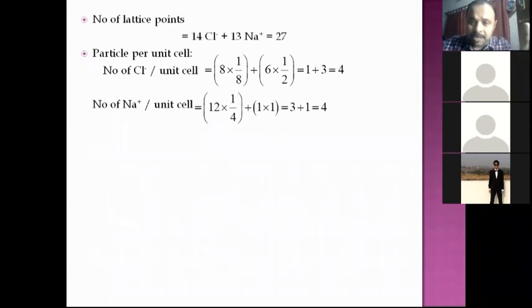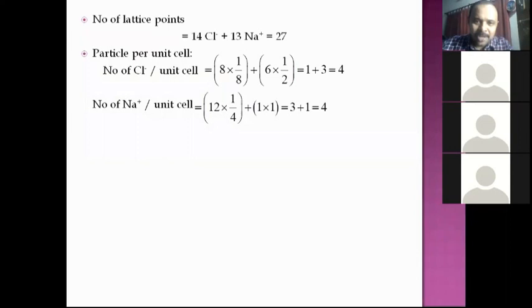So in one FCC unit cell of NaCl, 4 Na+ and 4 Cl- is equal to 8 NaCl. Am I right or wrong? 4 NaCl, so it has 4 formula units. Exactly. In my regular class, I would interact like that. Here it's not possible. I'm missing that interaction.